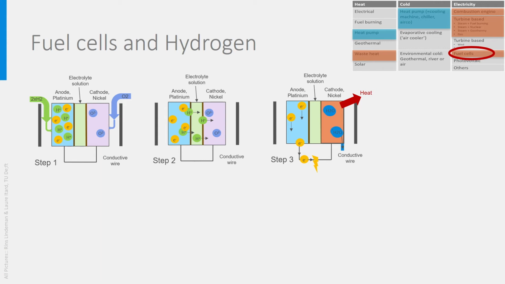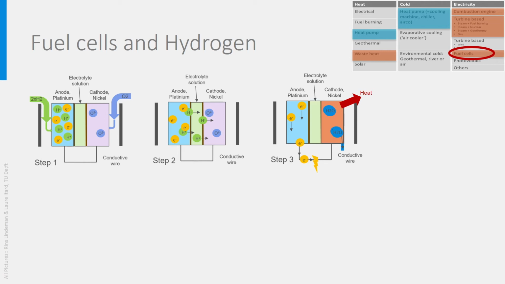However, there are much more clever applications of hydrogen than simply burning it for heat. Fuel cells are such an application. Fuel cells generate heat and electricity at the same time, just like conventional combined heat and power. How does a fuel cell work? Well, let's look first at step 1.